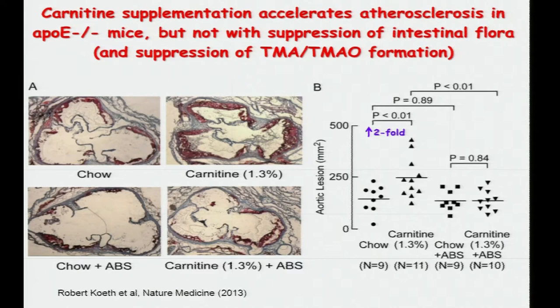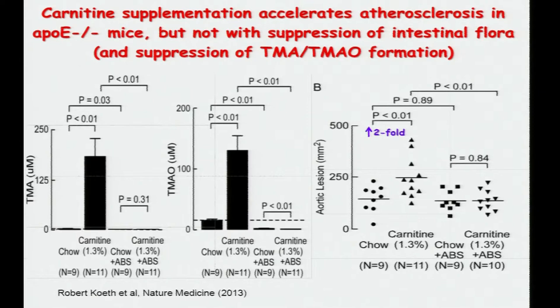What we saw is there was about a twofold increase in aortic root atherosclerosis in animals that were on a carnitine diet, despite no changes in their cholesterol levels, their weights or triglyceride levels. If you suppress the intestinal flora and bring the TMA and TMAO levels down to near zero over the course of the duration of the study, we saw, on looking at the right-hand panel, no diet-dependent increase in atherosclerosis.